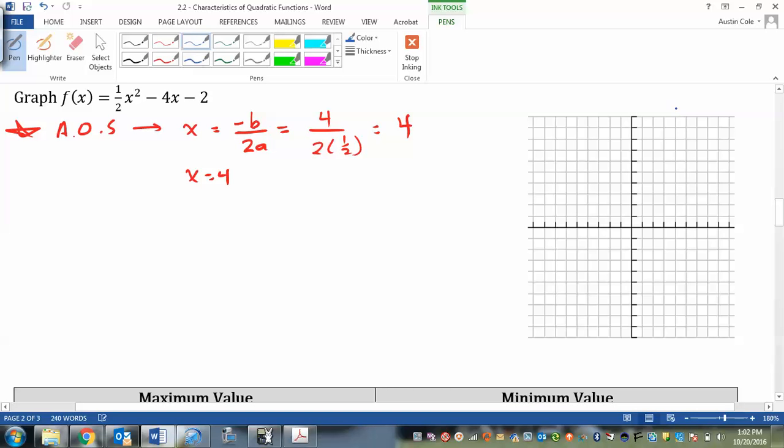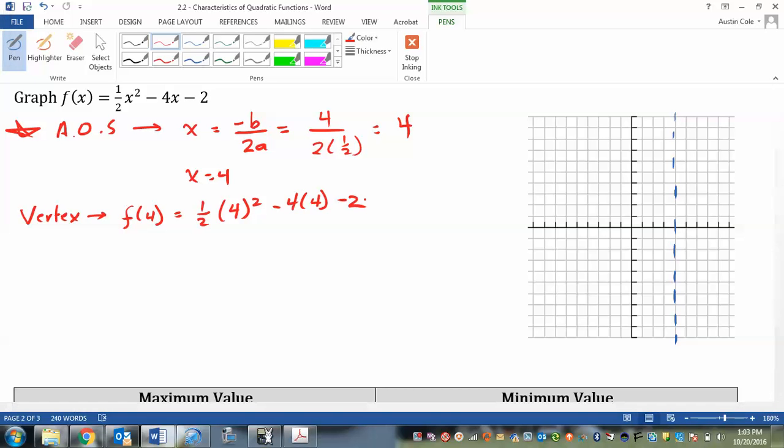I'm going to draw that in. Now what do I need to do? The next thing I need to do is to find my vertex. I know my vertex is going to be along my axis of symmetry, so I'm going to plug in 4 into my function. So f of 4, I'm going to write this out, equals 1/2 4 squared minus 4 times 4 minus 2.